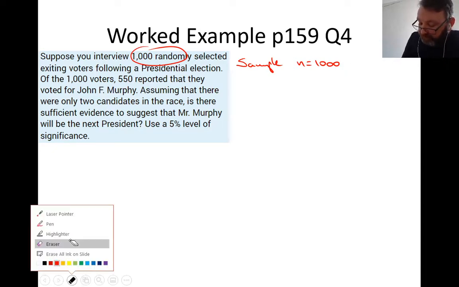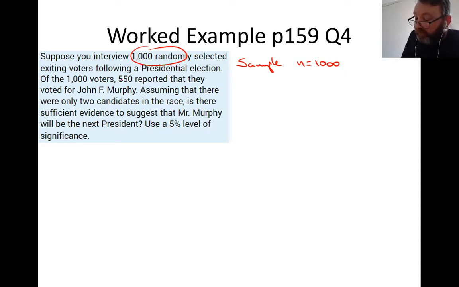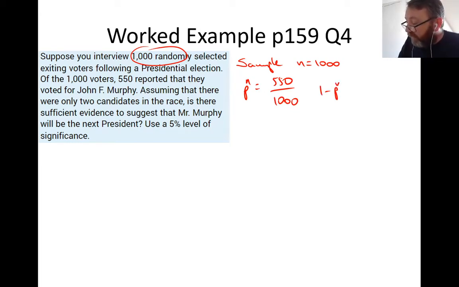What else are we told? We're told that 550 out of that 1,000 voted for John F. Murphy. Well, that's a sample proportion. It's a portion of the sample. So that's p hat, which is 550 out of 1,000. Now, once you get p hat, you automatically have to write down 1 minus p hat, which is the fraction that would be added to 550 over 1,000 to give you 1. So that would be 450 over 1,000.